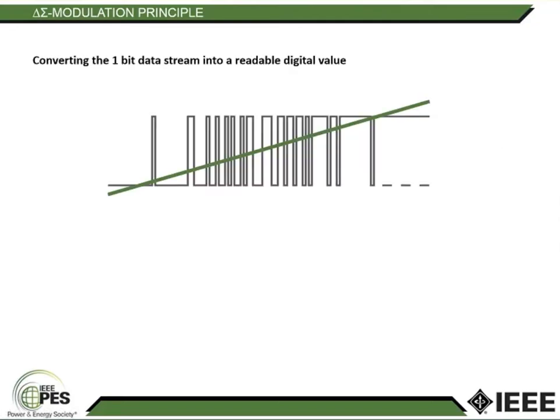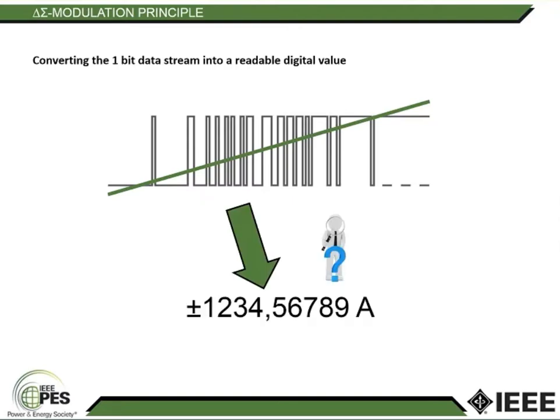Now, the interesting part is, how do I actually convert this 1-bit data stream into a readable digital value? Simply put, the 1-bit data stream's mean value equals the current measurement, as we mentioned. This is what we heard before already.